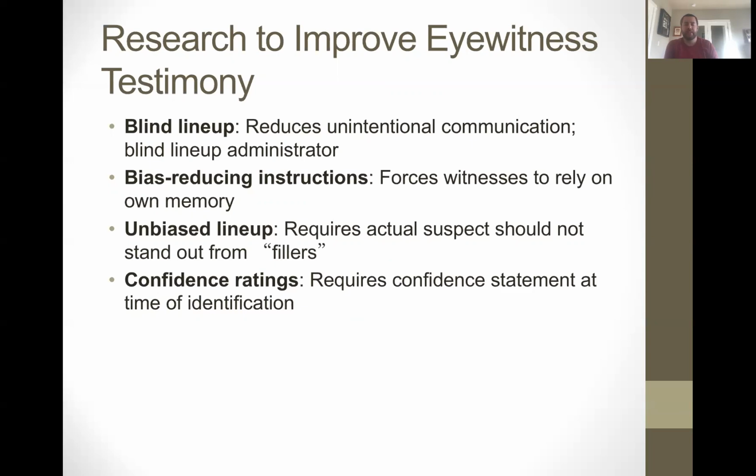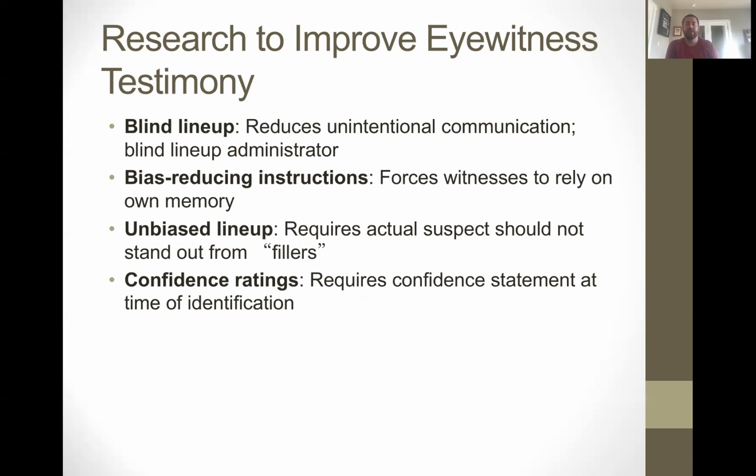Bias reducing instruction, so says witness to rely on own memory. So this would just be what you would say to the witness when they come in to do any type of identification. These typically are just trying to get the witness to understand that the case does not solely rest upon their memory and on their picking out of the individual, that there's evidence to support this, that there's no pressure. If you don't see anybody that resembles the suspect, that is totally fine. Things like that, that you're not putting pressure on them.